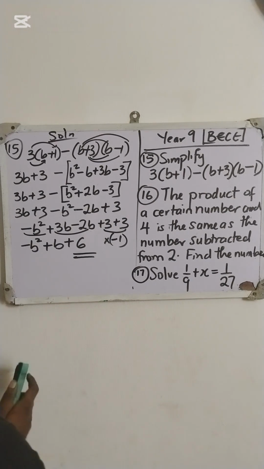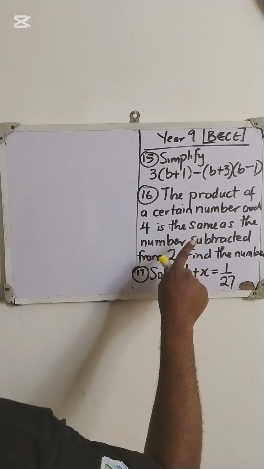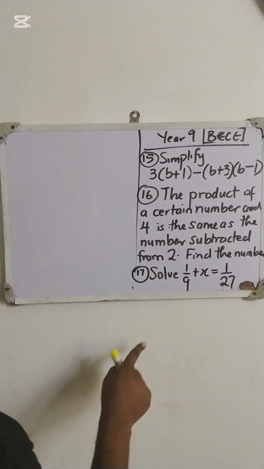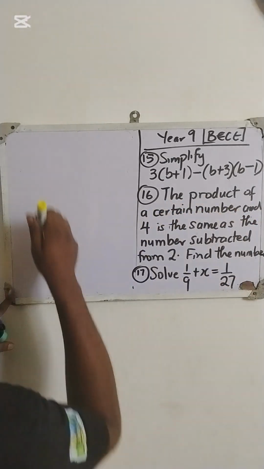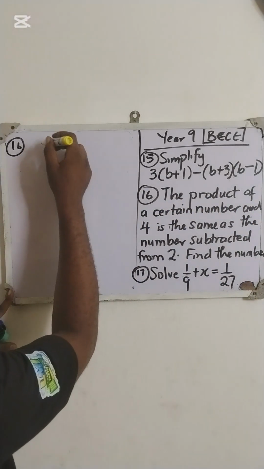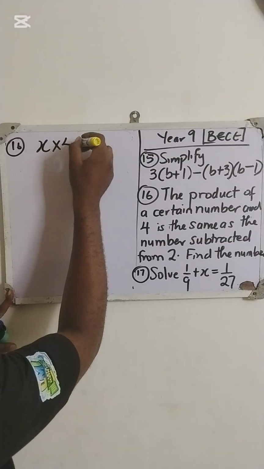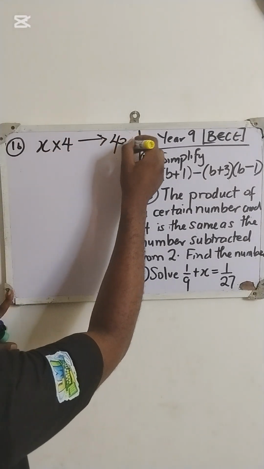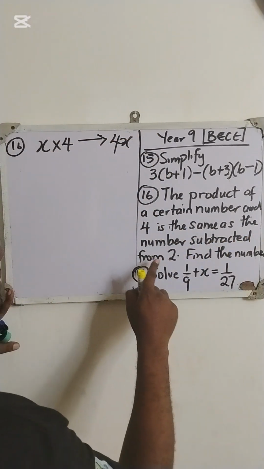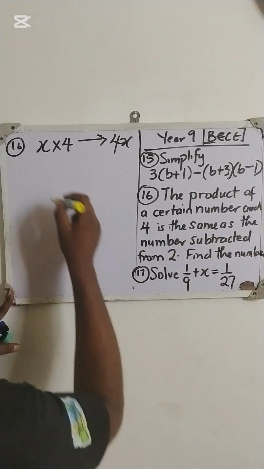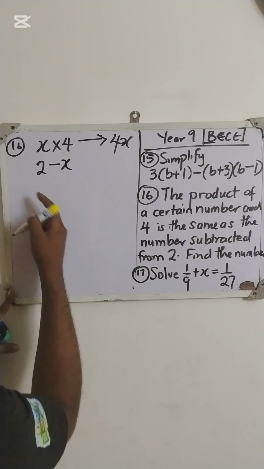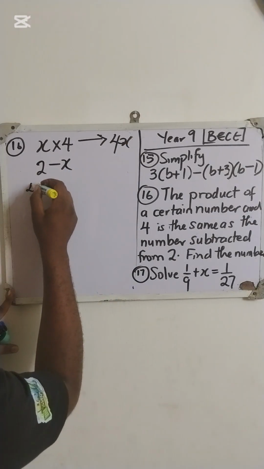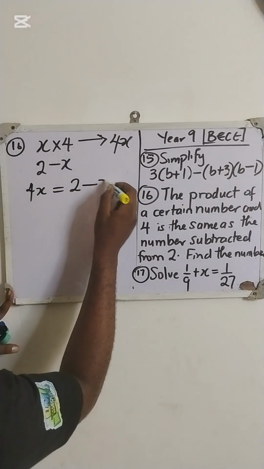Okay. Let's move. The product of a certain number and 4. So let's write that quick. The product of a certain number and 4. So we write it as what? 4x. The same as that number subtracted from 2. So that number subtracted from 2 will look like this. Number subtracted from 2. So we said this equals this. So let's write it equals 2 minus x.